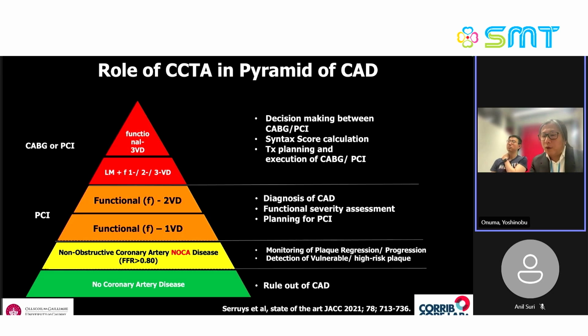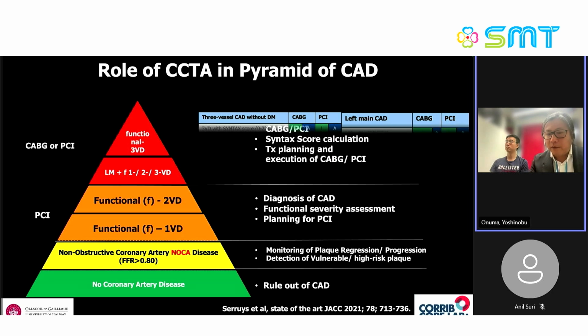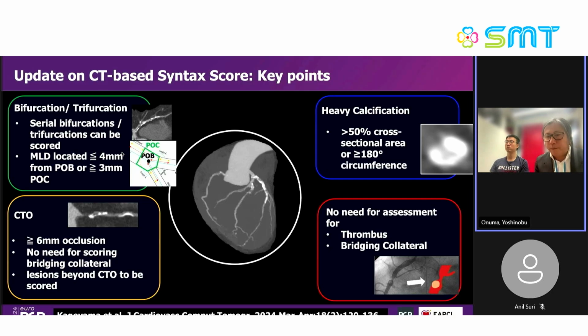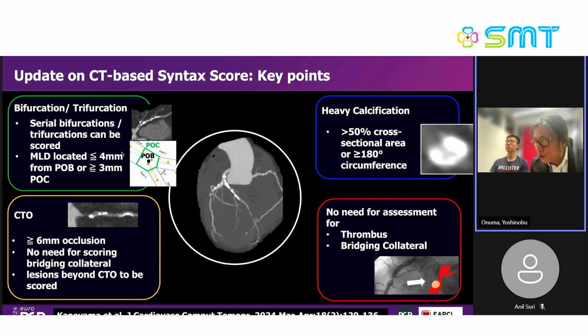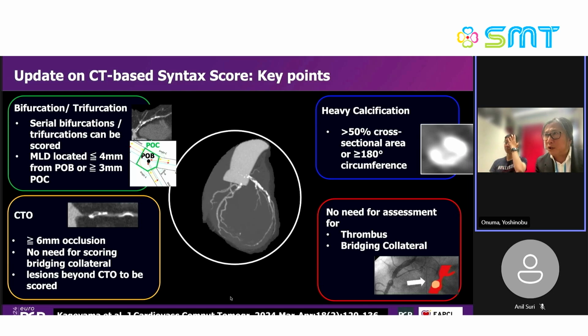For the clinical decision, it is important to calculate the SYNTAX score. The SYNTAX score was developed for angiography, but we have shown that CT can also be used for the SYNTAX score. The CT SYNTAX score was initially validated against angiography, but now we have an updated version of the CT SYNTAX score, which was published this March in one of the journals.